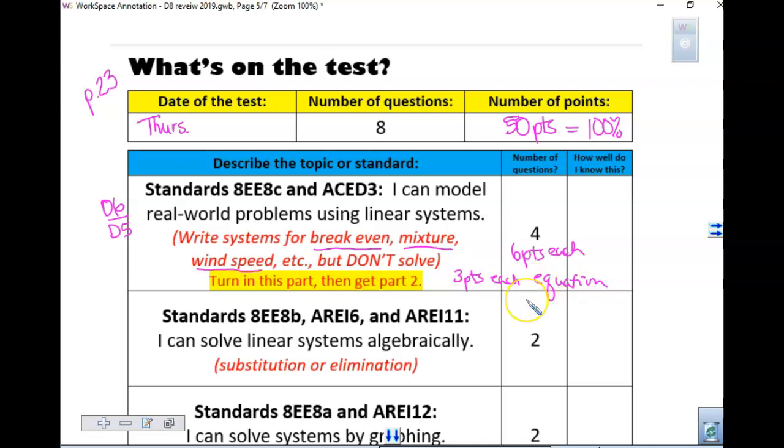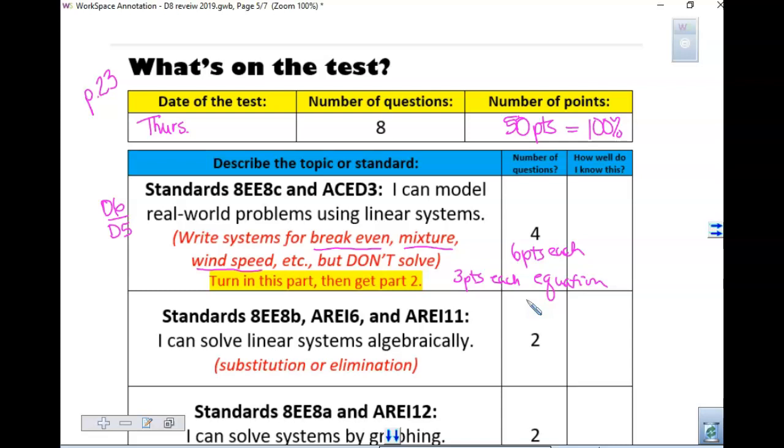Did you understand how to write the x plus y is equal to 10, and then 55x plus 60y equals 500? So those would be your 2 equations that I'd look at. So I'll look at 2 equations that you write for each one.